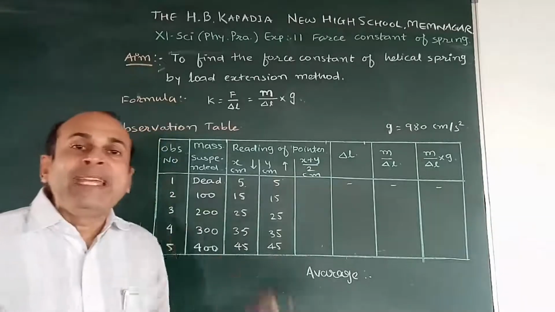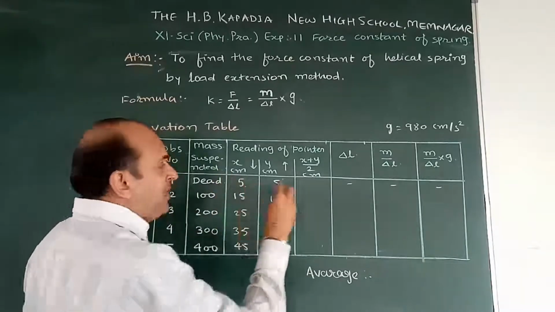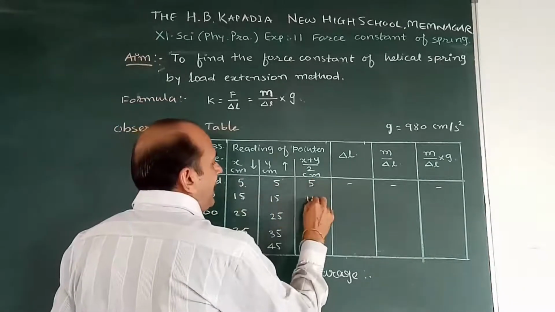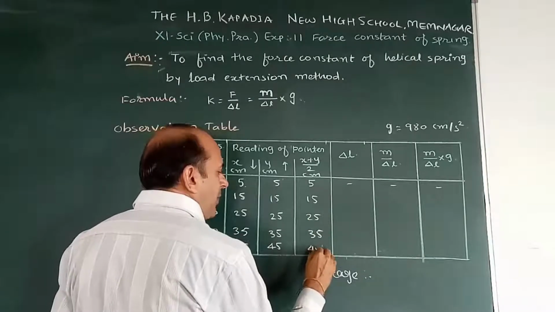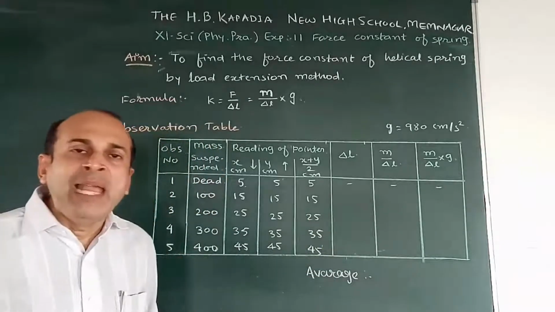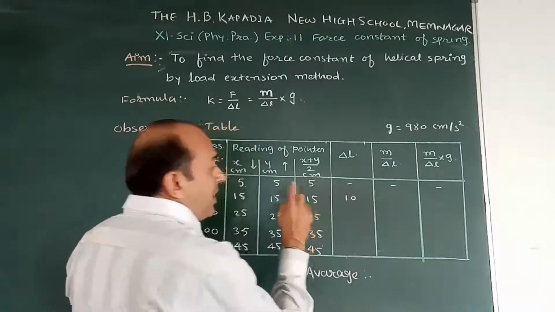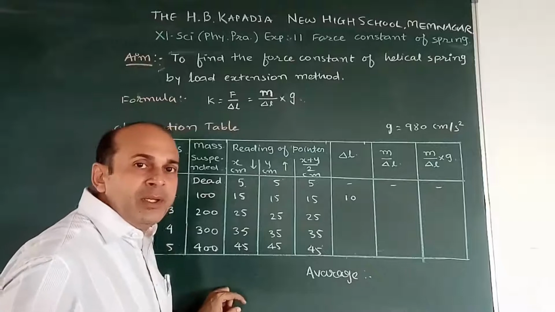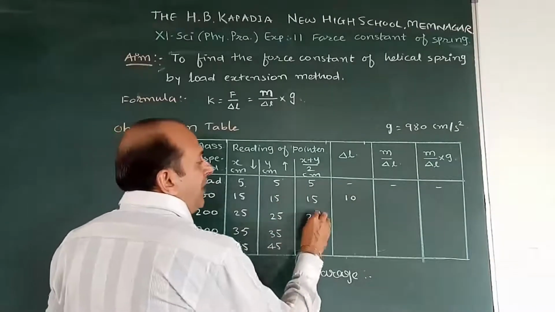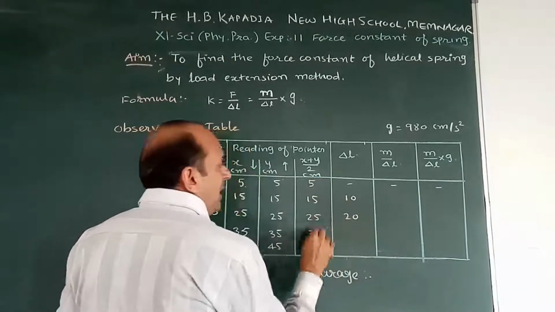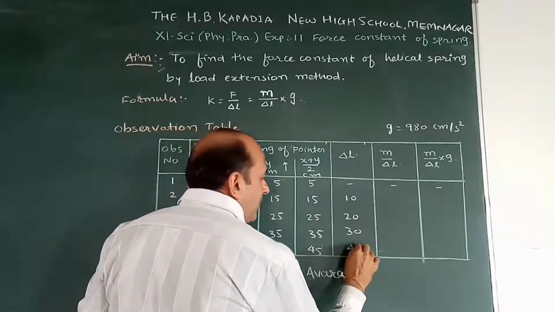Now let us find the increment in the length of the spring. Here the average values are 5, 15, 25, 35 and 45. To find the increment in the length, you have to subtract the first reading from each reading. So 15 minus 5 is 10, then 25 minus 5 is 20, 35 minus 5 is 30, 45 minus 5 is 40.